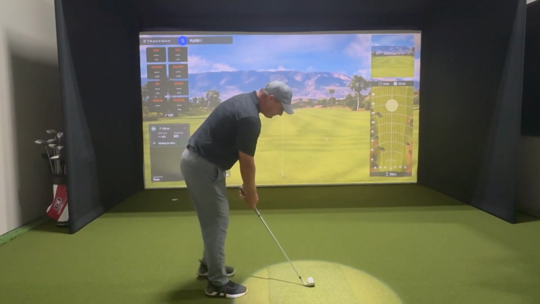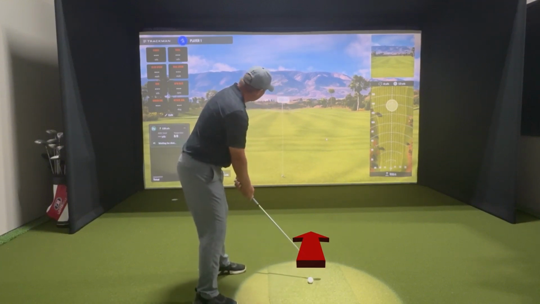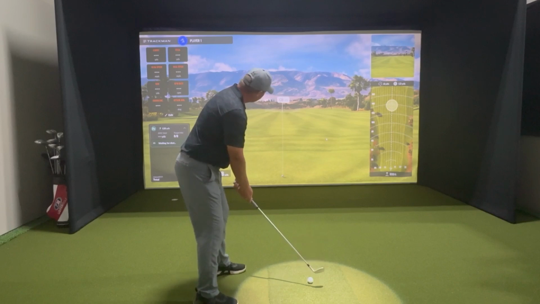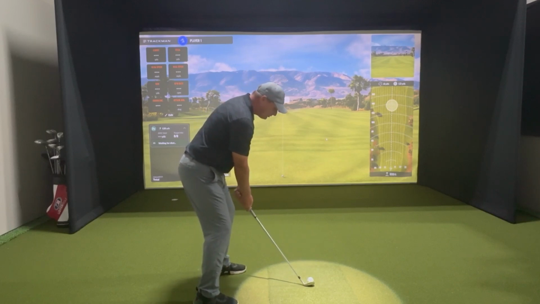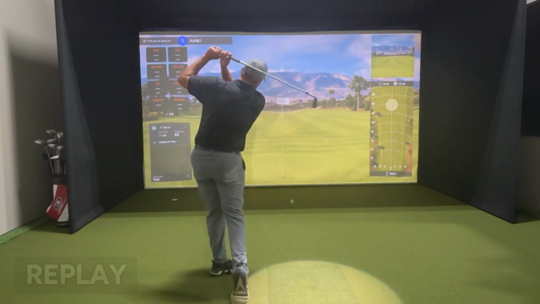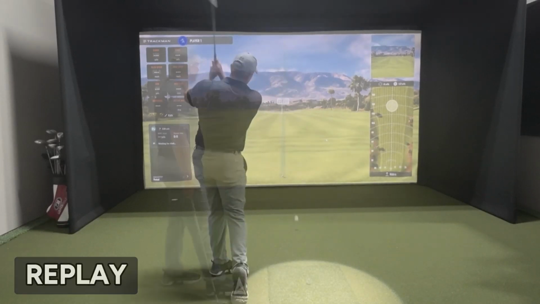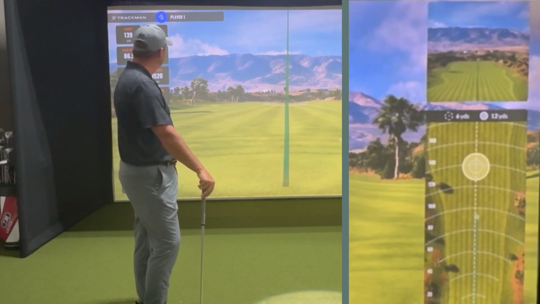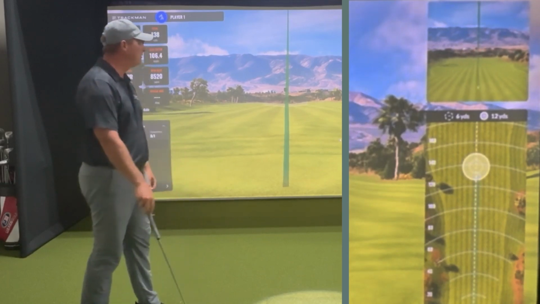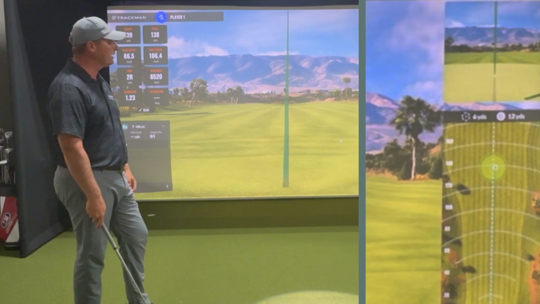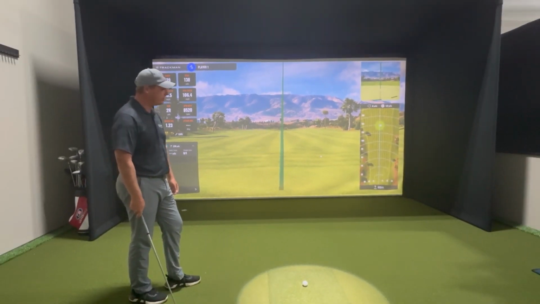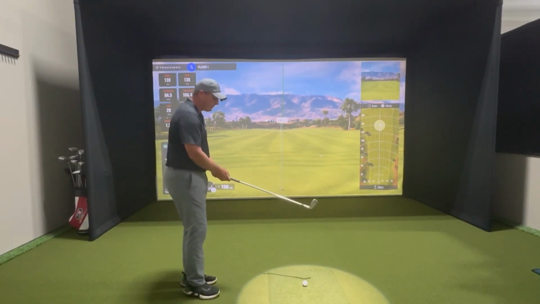So I'm going to get set up. I always like to do a couple waggles, look at the target again. So 2 waggles and 2 looks, and then I hit. That one felt like a really good shot. That one fell right in the bullseye. So that one felt like my true good pitching wedge. So let's see if we can repeat.